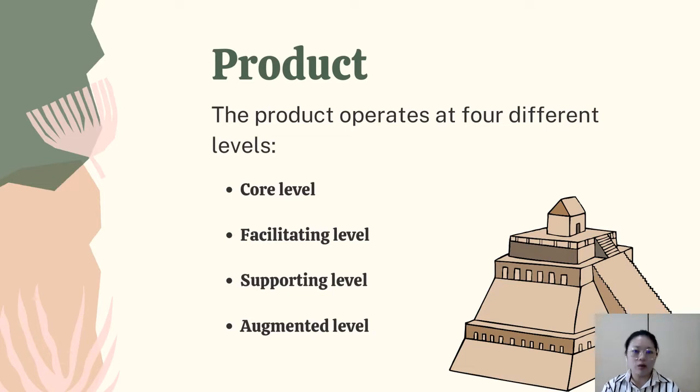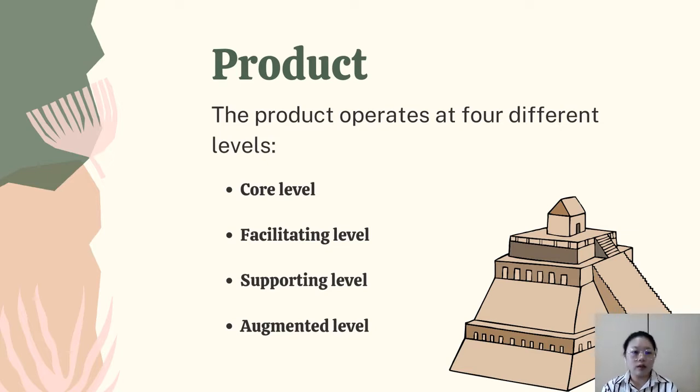The product also operates at four different levels, which are the core level, facilitating level, supporting level, and augmented level. Consideration of these levels is premised on the notion that a heritage tourist has several needs. The core level generally signifies the intangible aspect of the product, such as providing convenience and comfort, or aiming to fulfill the needs of self-esteem, belonging, and self-actualization.